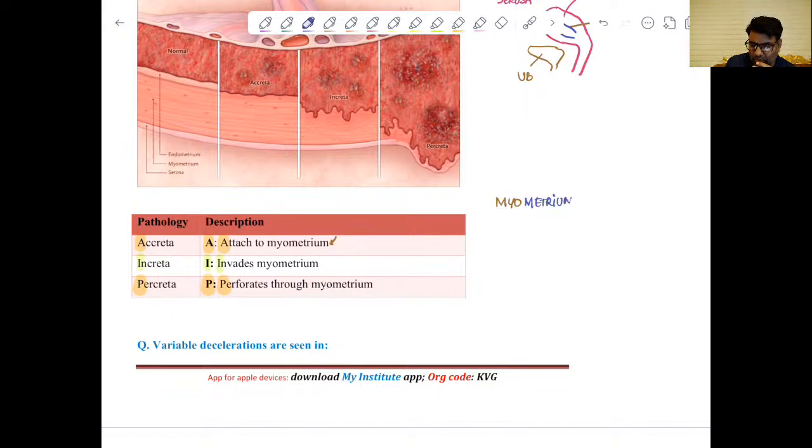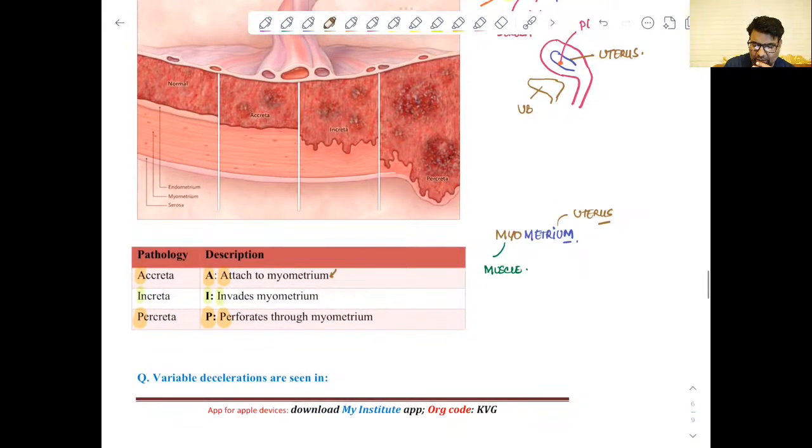So what is myometrium? Myo is muscle. Clear? Metrium is of course uterus. So if I just draw it, suppose this is the myometrium. If the placenta is coming like this, this is accreta. If the placenta is going like this, this is increta, invading, right? And if the placenta is going like this, this is percreta, perforating through the myometrium. Clear? So please remember this.